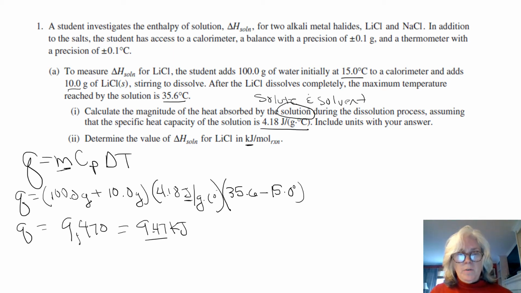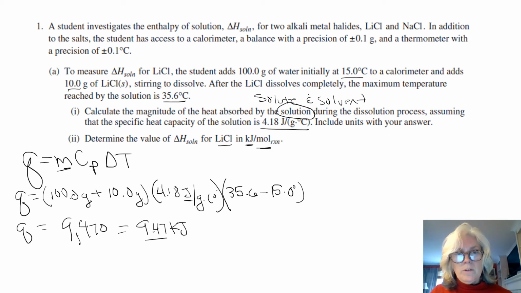Part 2, they want to know delta H, so the enthalpy of solution in kilojoules per mole. If you don't know where to even begin with this, start with your units of measurement. For lithium chloride, you can figure out how many moles reacted, I don't like the term reacted, or how many moles dissolved, because you've got grams. And you know the magnitude of the heat absorbed by the solution because you figured that out in part 1. Usually they build on one another. So that's my kilojoules. I already figured that out.